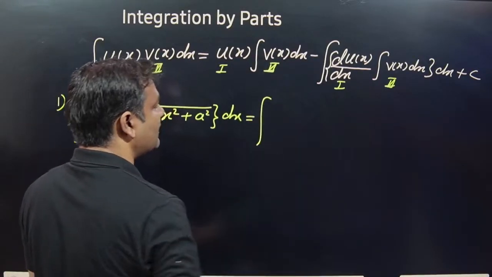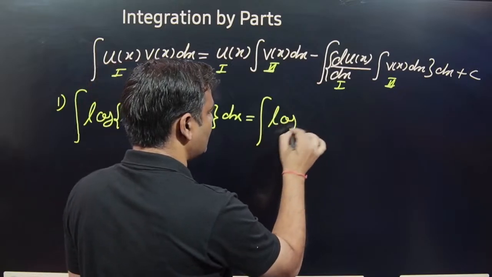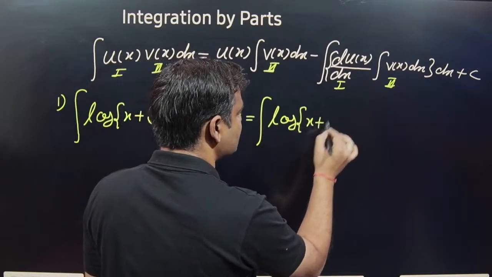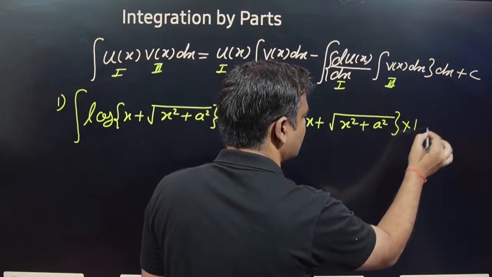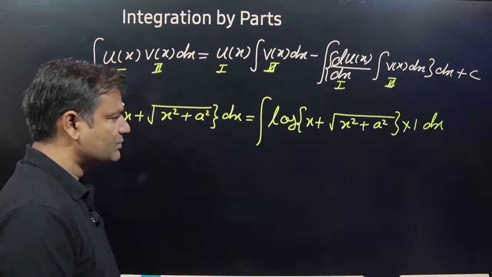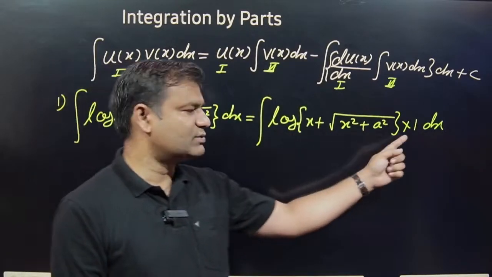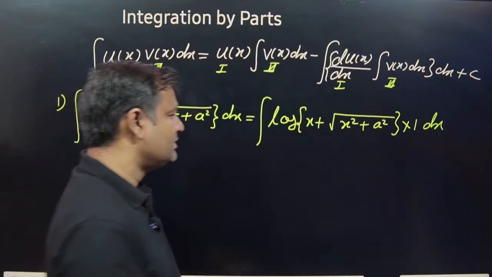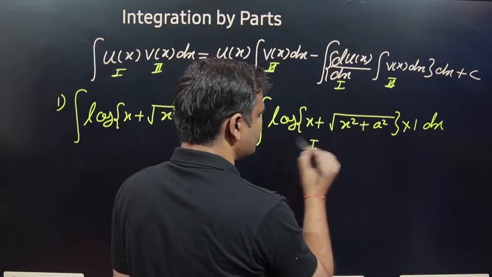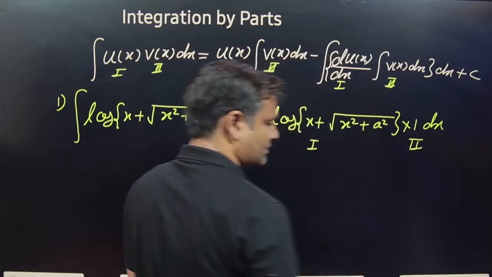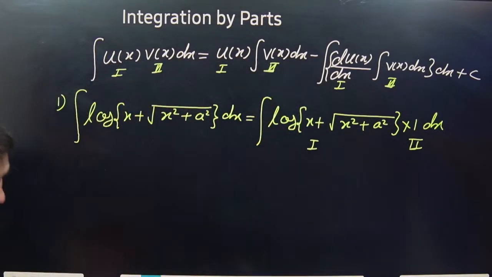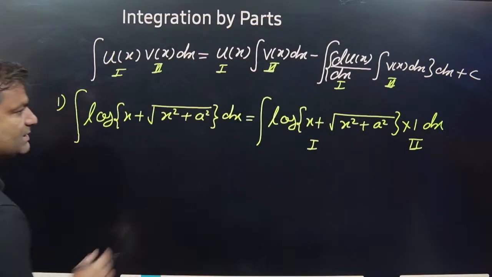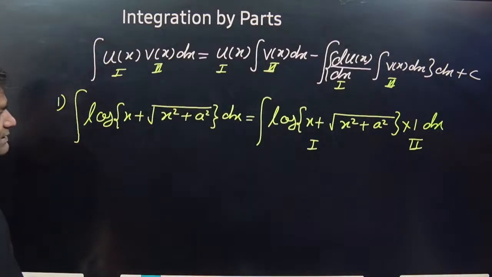Look here, if this is written as log of x plus under root x square plus a square into 1 into dx, I hope it is clear. So you can write this one into 1. If you apply this formula, then this one is the first function and 1 is taken as the second function. What is the advantage of that? If anyone faces any doubt at any step, then also comment. So one by one I will discuss.